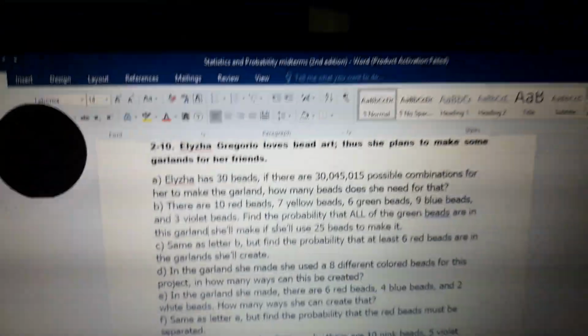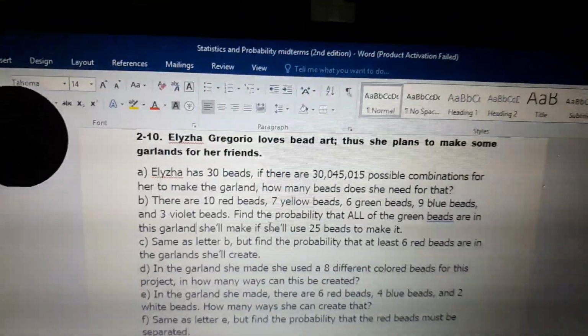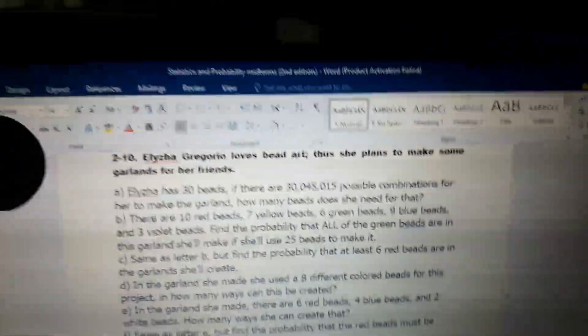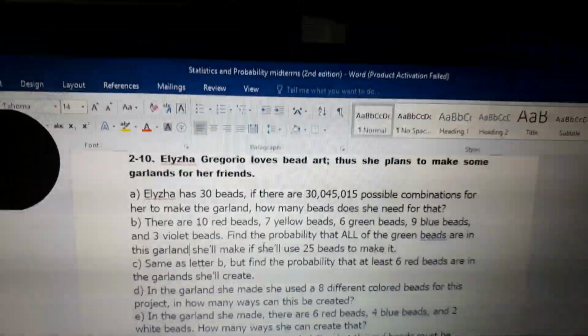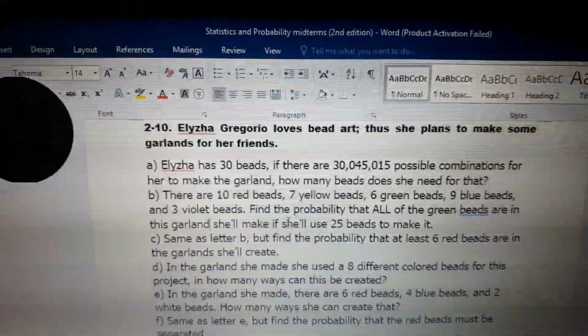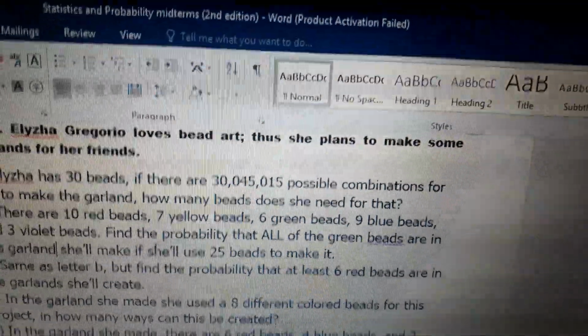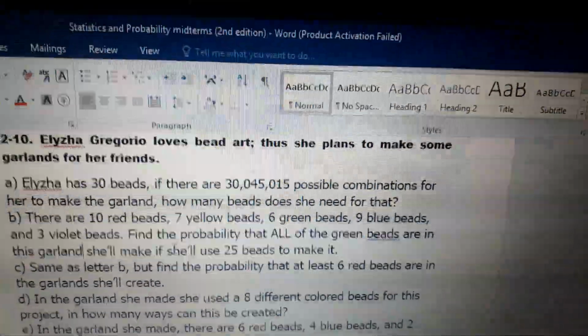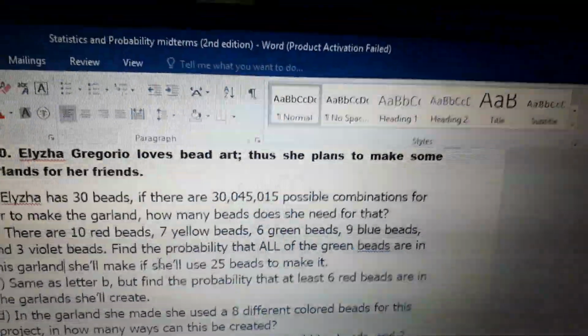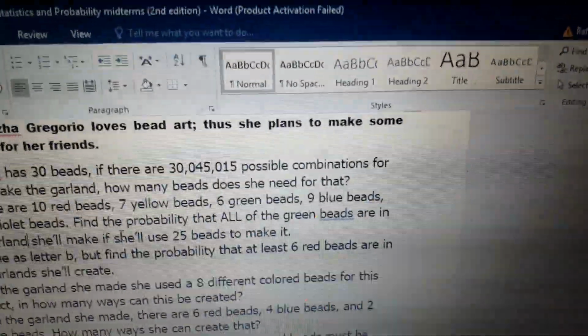Remember the combination formula: combination of success times combination of failure divided by the combination of the total. So what is the combination of success? All the green beads. If she were to use all the green beads, that'll be 6C6. She wants all the green beads, so 6 is in the population and 6 is the r.